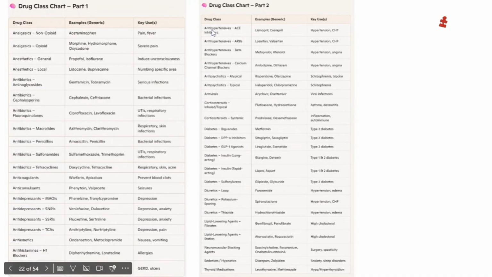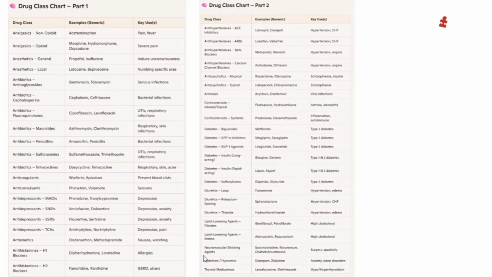Who knew? You have your antihypertensives, right? You have your ACE inhibitors, your ARBs, your beta blockers, your calcium channel blockers. You have your antipsychotics, your antivirals, your corticosteroids, your diabetes medications, your diuretics. You have your lipid lowering agents, that's for cholesterol.